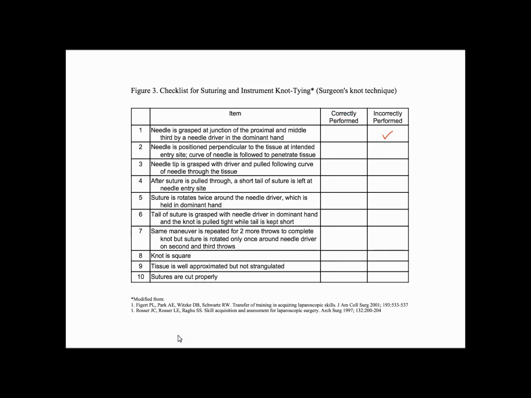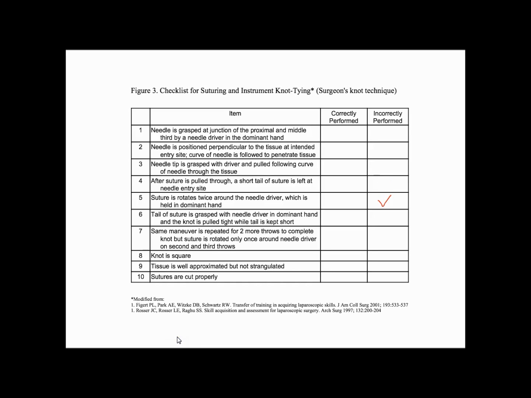Briefly, incorrect performance for each point would include, for number 1, grasping the needle too close to either tip and not holding the instruments correctly. Number 2, using excess force to jam the needle through the tissue and not following the curve. Number 3, using excess force to pull the needle through and failing to follow the curve with lack of motion at the wrist. Number 4, leaving the tails too long, such as more than 4 centimeters, or too short, or accidentally pulling the stitch through.